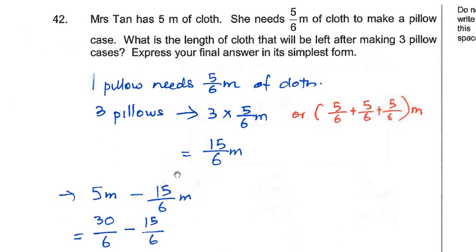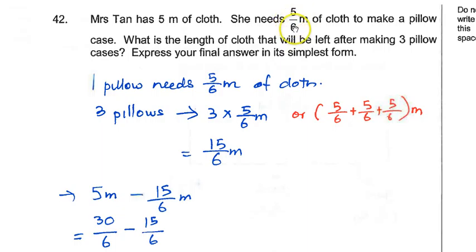Mrs. Tan had 5 meters of cloth. Now watch out, this is 5 meters of cloth in length. Now she needs 5/6 meters. 5/6 of a meter is not even 1 meter. Remember, this is a fraction of 1 meter, but this is 5 meters. 5 meters is more than 1 meter, but this is less than 1 meter.